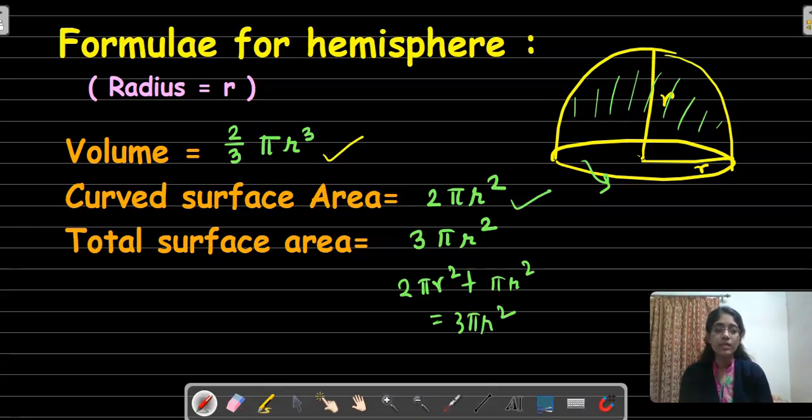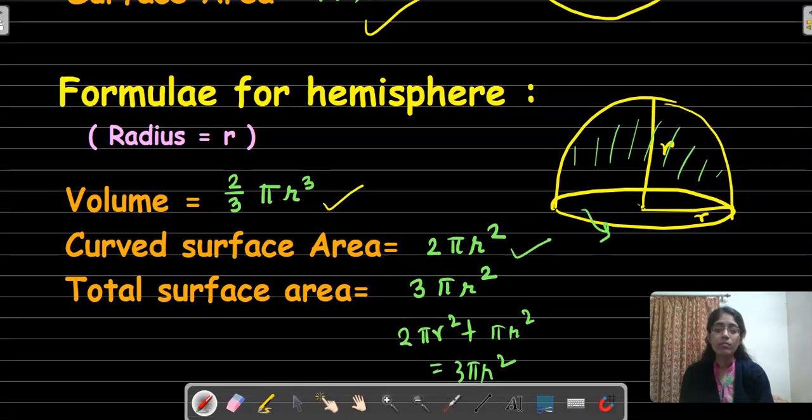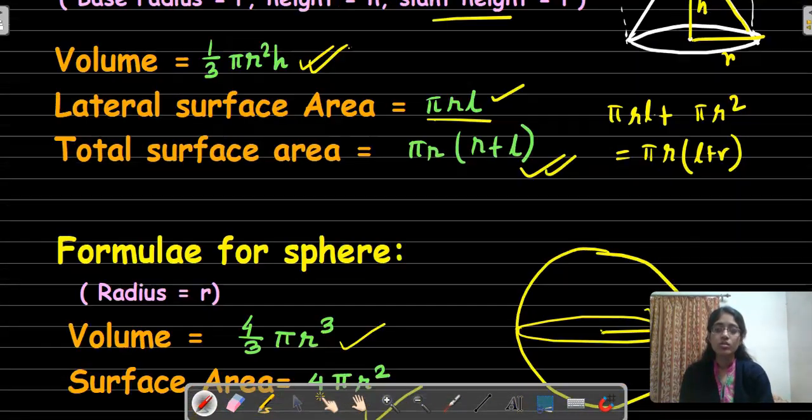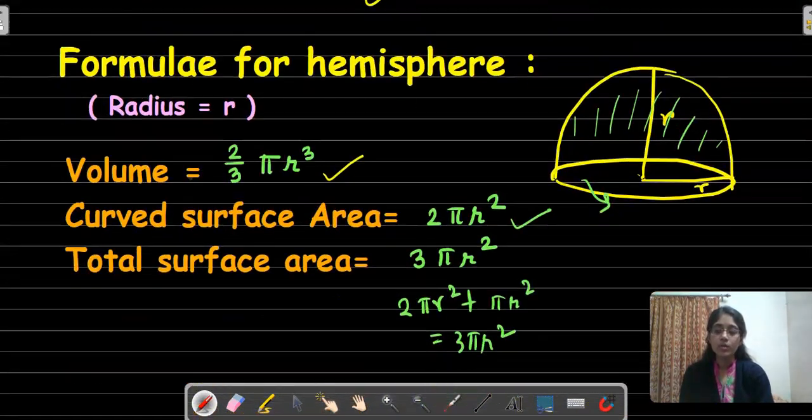So these are the basic formulas for the mensuration 3D course. So after these formulas we will solve the problems. So I hope you understand today's class.